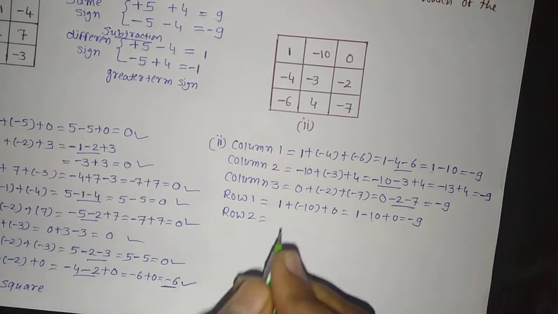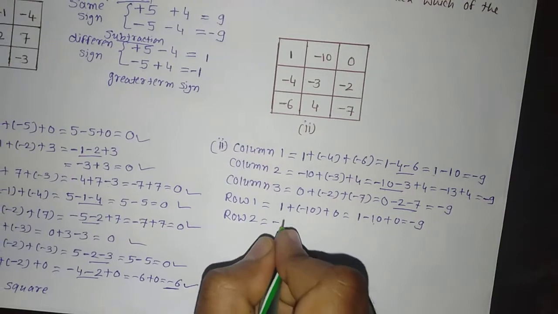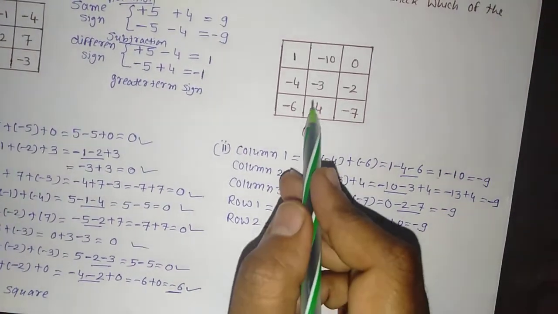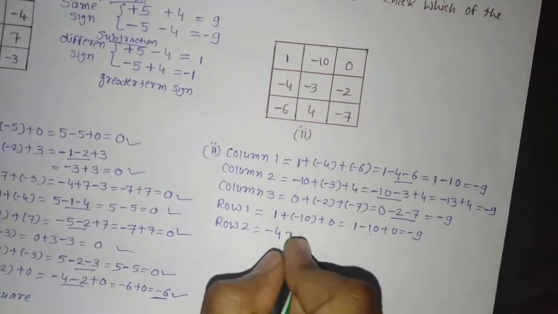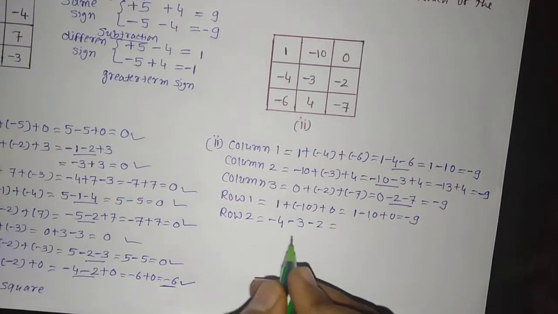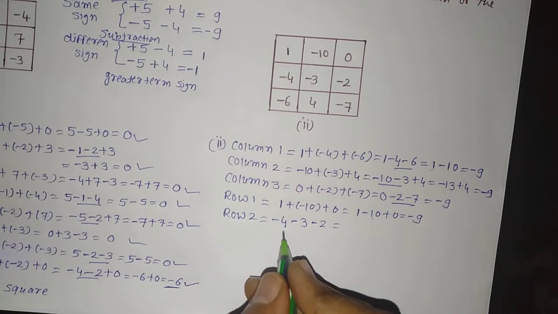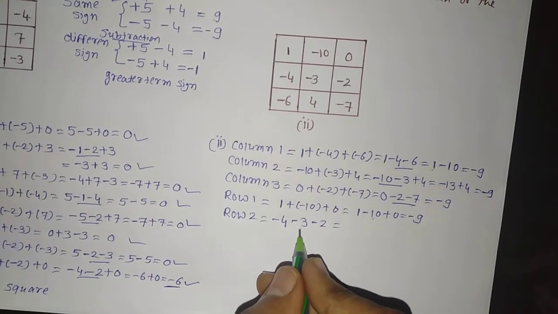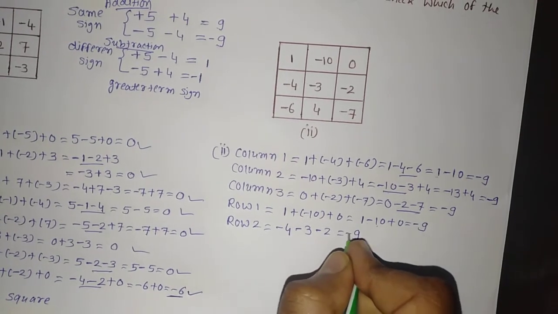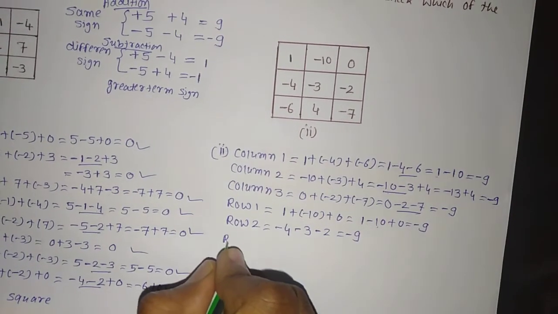So it is equal to minus 9. Row 2. This one, minus 4. Now you know that minus plus turns to minus. I am directly writing here minus 4, minus 3, and this is minus 2. All have the same sign, so we'll do the addition. 4 plus 3, 7. 7 plus 2, 9 with the same sign, that is minus 9.